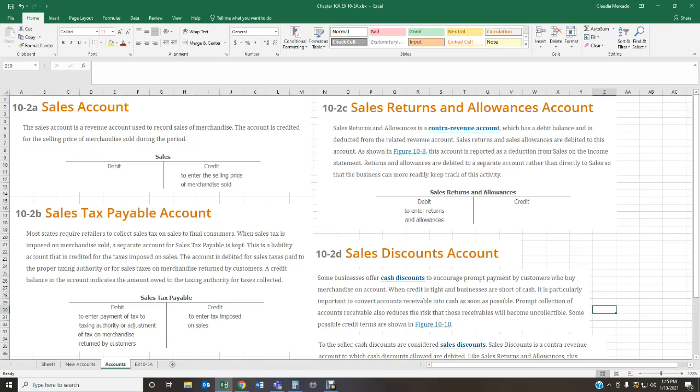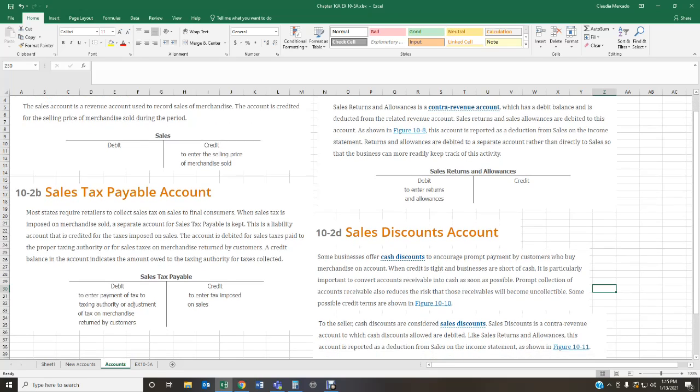When sales tax is imposed on merchandise sold, a separate account for sales tax payable is kept. This is a payable, so that means it's a liability account. Whenever we have a liability account, we credit it. So a credit balance in the account indicates the amount owed to the taxing authority for the taxes collected.